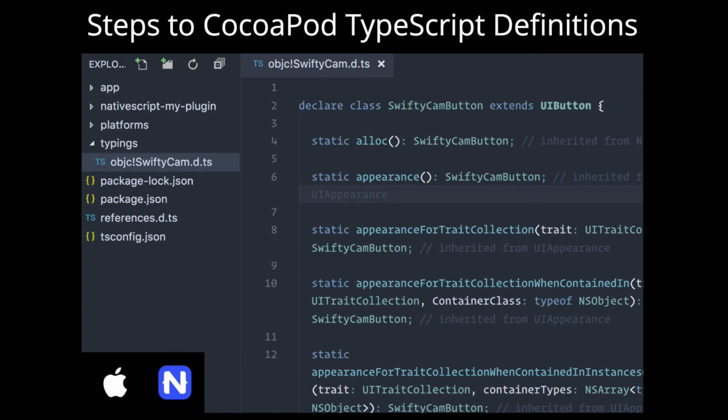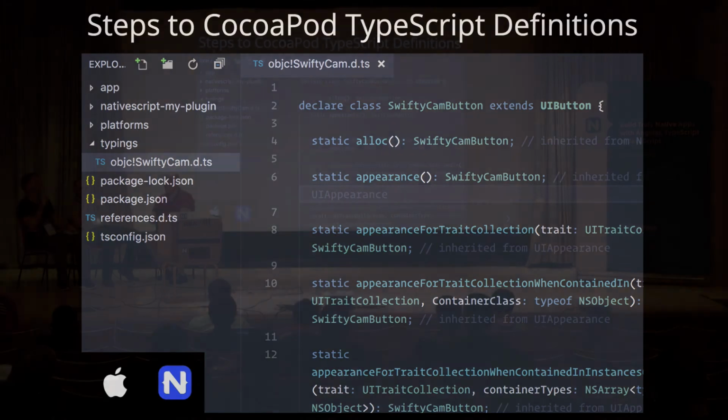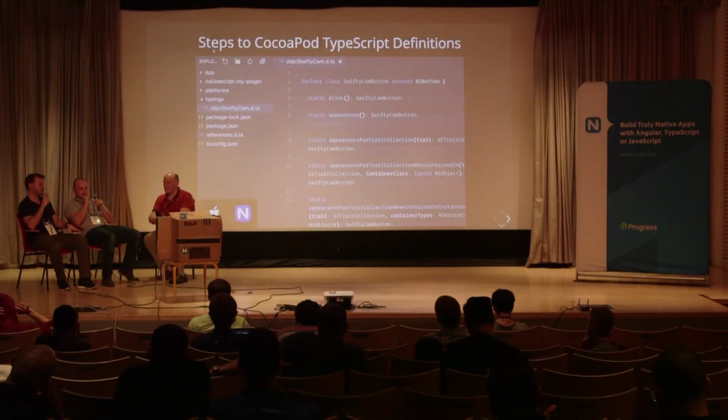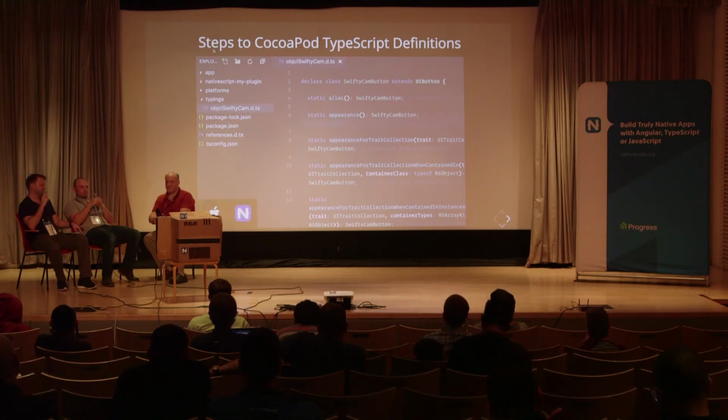What we're going to do is remove all of the other folders that NativeScript generated for us in the typings file. If you remember, there was an i386 and an x86-64 folder. Those are meaningless. We don't need them anymore. The only reason we generated this was to get a TypeScript definition just for this CocoaPod.